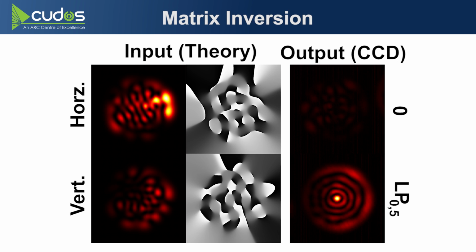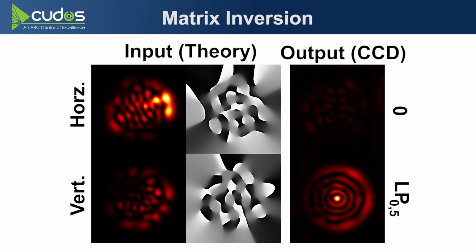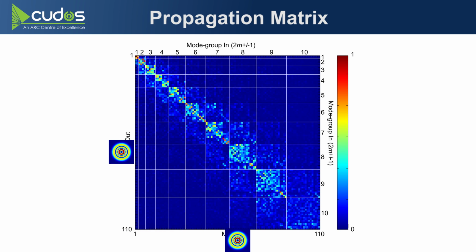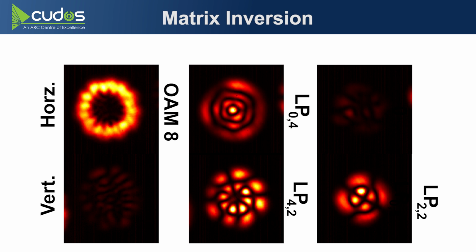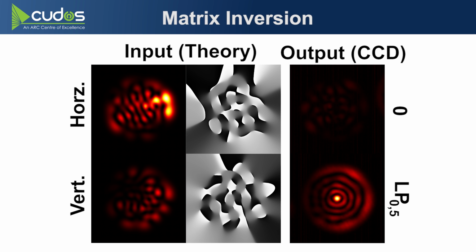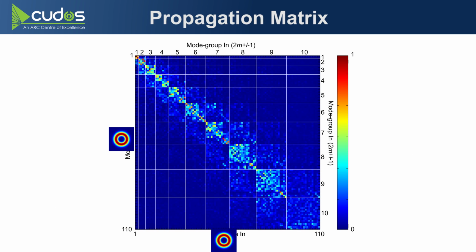And here are some examples for some other modes. I've got an OAM spin 8 coming out horizontally polarized. One of the LP81 modes is more lossy than the other, which makes it kind of splotchy. If you want to get fancy, you can make two different modes come out of two different ports of the polarizing beam splitter. So here's an LP04 coming out one port of the beam splitter, LP42 coming out the other. And for good measure, I've got an example of a lower-ish order mode coming out as well, LP22.